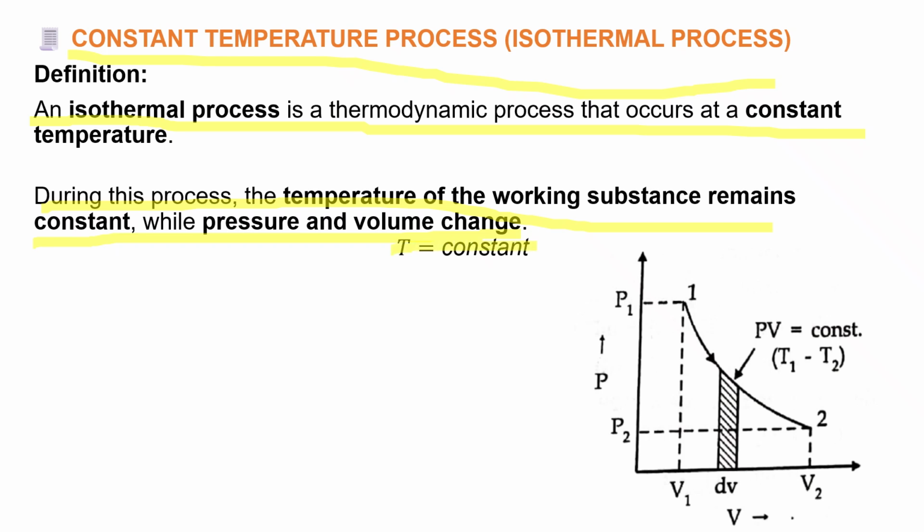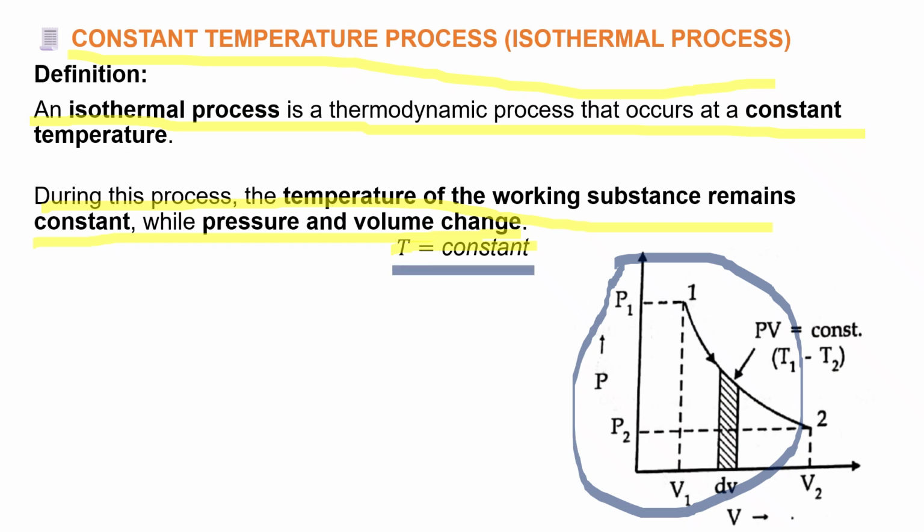This is a PV diagram for this process, and we know that as per Boyle's law, when temperature is constant, you can say P is inversely proportional to volume. This is a rectangular hyperbola which is known to us.